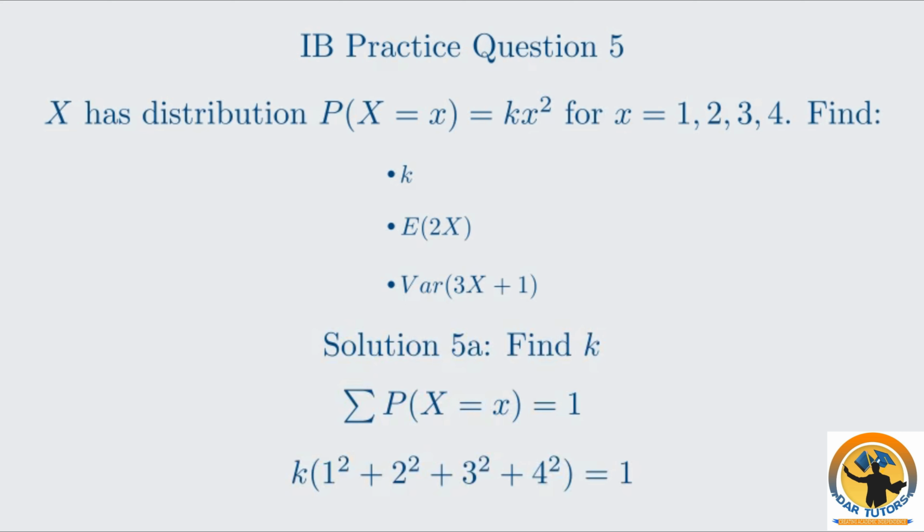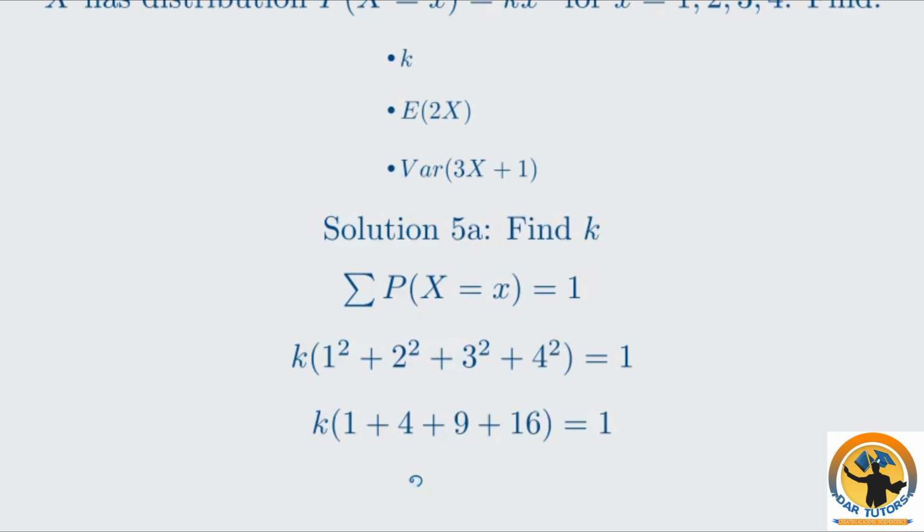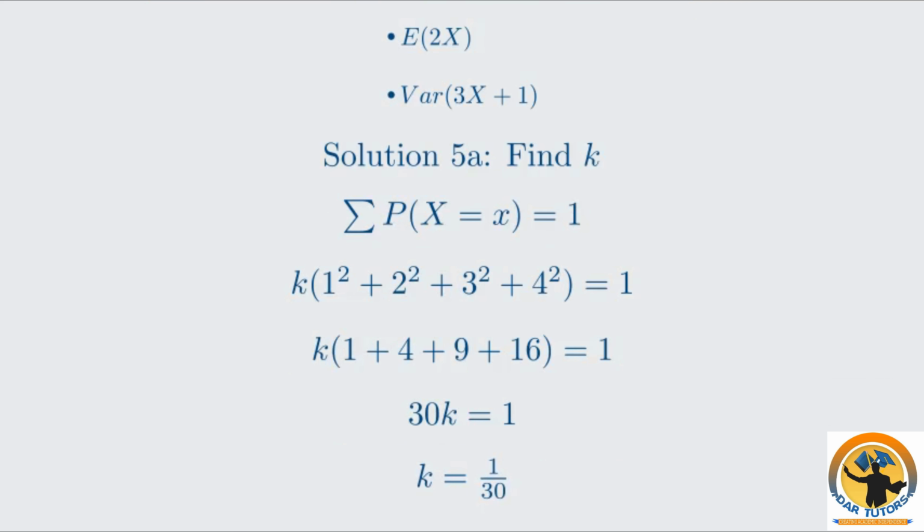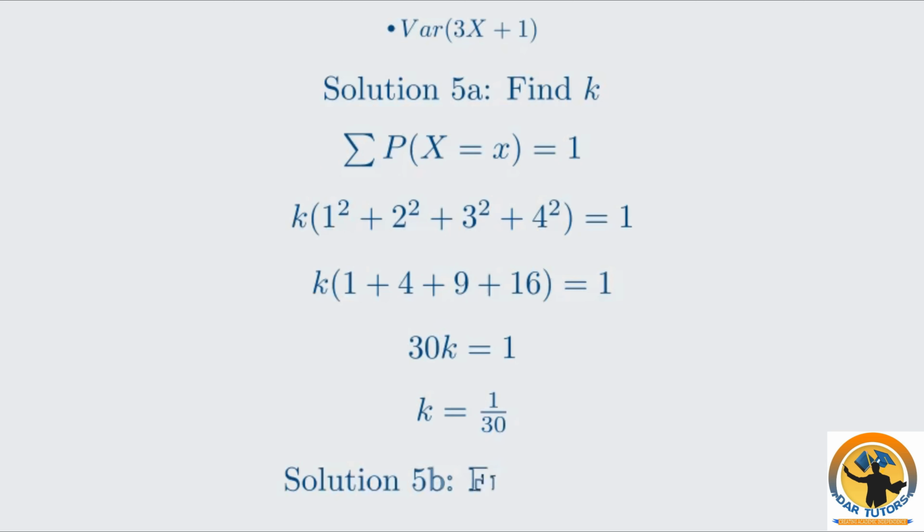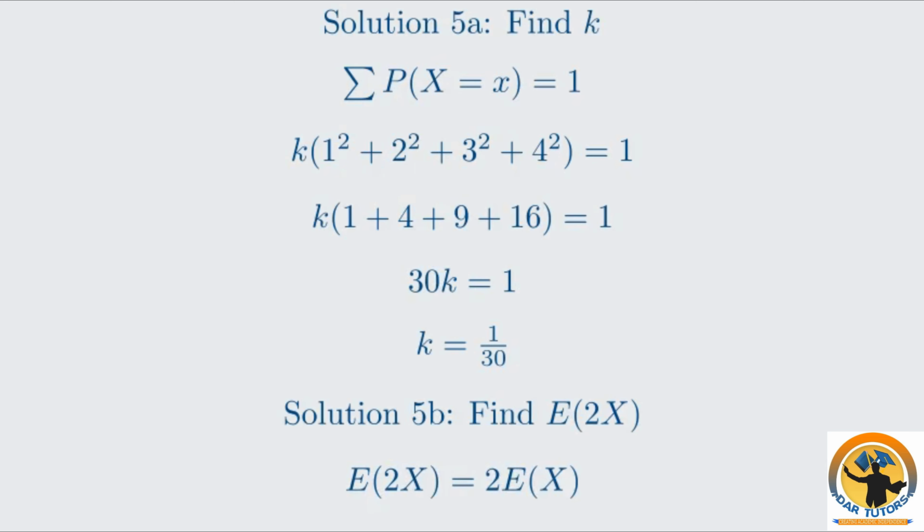The sum of k x squared for x from 1 to 4 is k times 1 squared plus 2 squared plus 3 squared plus 4 squared. The sum of the squares is 1 plus 4 plus 9 plus 16, which is 30. So 30k equals 1, and k is 1/30. For part B, we need to find the expected value of 2X. This is simply 2 times the expected value of X. First, we must find E(X).